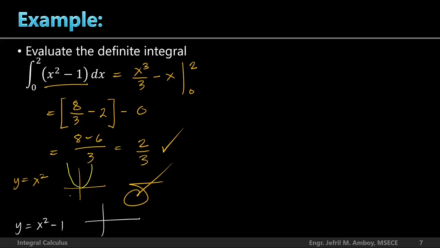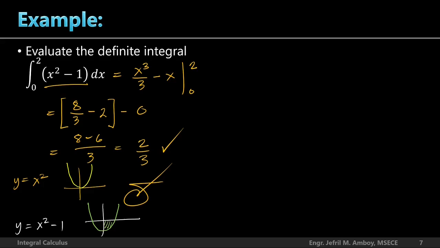So, ano mangyayari sa graph niya? Kung x squared minus 1, di yung graph matatranslate ng 1 unit pababa. Kasi minusan mo ng 1. So, ang mangyayari sa kanya, ito na ngayon yung graph niya. Bababa siya ng 1 unit. Tapos, ang hinahanap natin is yung area from 0 to 2. Ito yun, kasi 0. Tapos, kung nasaan man yung 2 dyan.